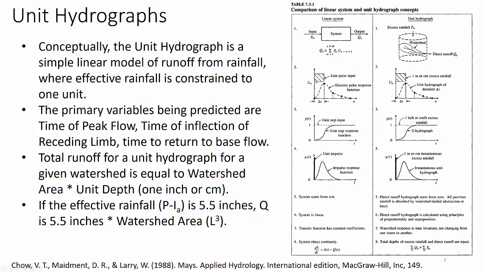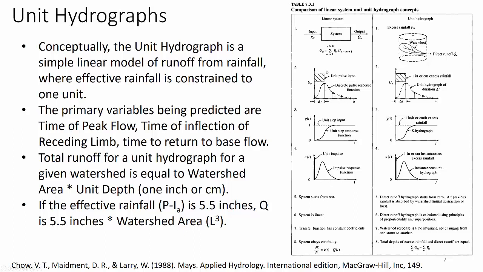The unit hydrograph is for a unit pulse input, 1 centimeter of rainfall over some amount of time. It takes some amount of time to get this. This delta T is not defined. This delta T floats. So if it takes an hour to get this 1 unit of rainfall, which is usually an inch, or if it takes 5 hours, it doesn't matter. That's your unit. That's your delta T.